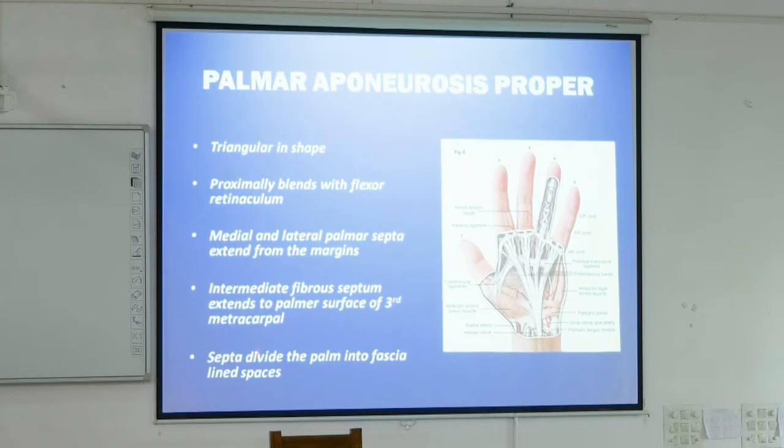This part, and septa divide the palm into fascial spaces. Now this is important. The septa form compartments. You will see in another lecture that if a section is taken like this, you can see the space. This is important because if there is any injury or infection of the hand, which is very common, pus and inflammatory exudates collect in these spaces.